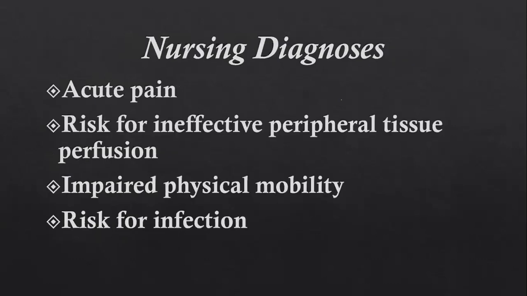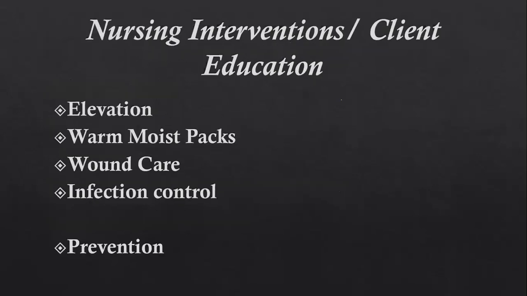So nursing diagnoses: acute pain, risk for ineffective peripheral tissue perfusion, impaired physical mobility, and risk for infection. We're almost done, y'all. Hang in there. We want to make sure we tell the person, as we just said, about elevation, warm, moist packs, any kind of wound care, and infection control, because we don't want anything spreading. If the person does have MRSA and they're on contact, we don't want them spreading it to their family members. And then we want to talk to them about preventing any further infection.